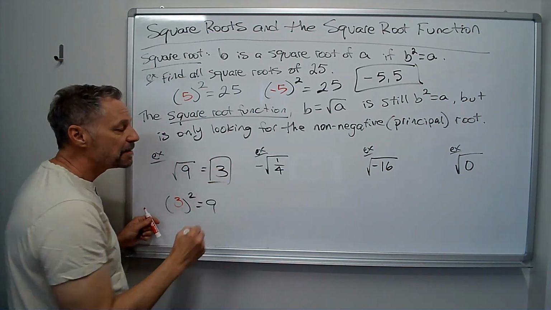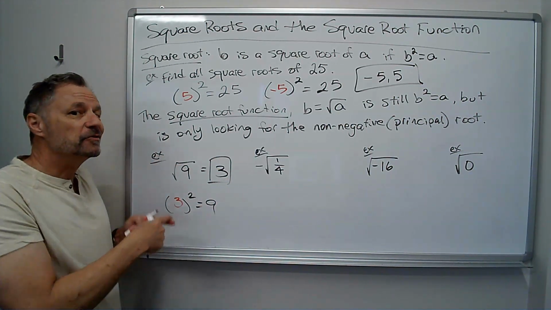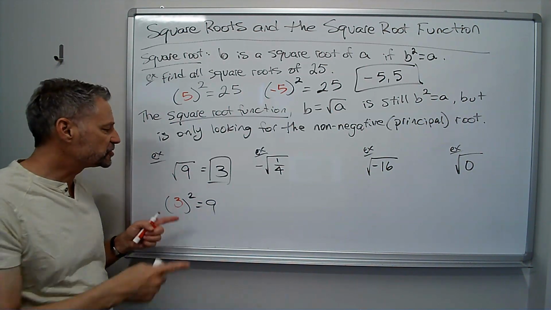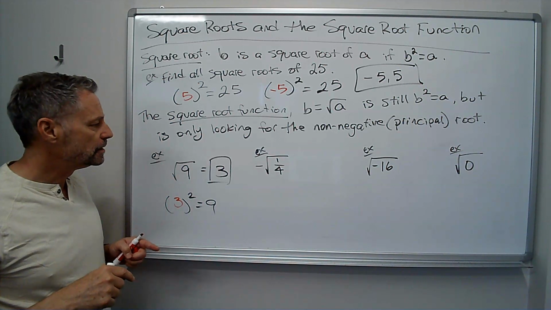3 is the only number that works because 3 squared equals 9, and it's non-negative. The only other number that works is negative 3, but it's not a principal square root. This symbol means we're only looking for the principal square root. Okay.